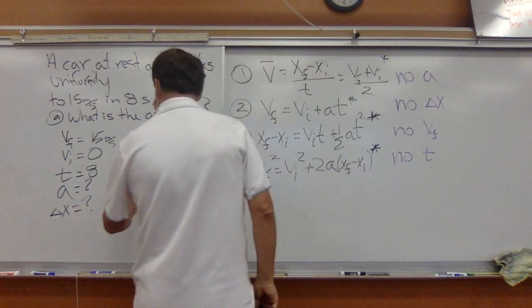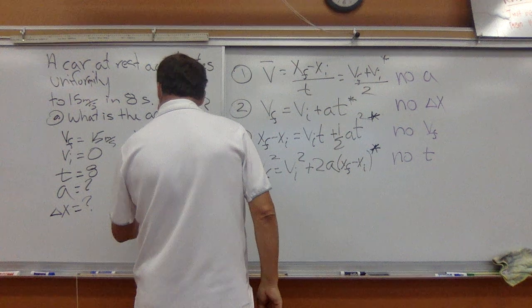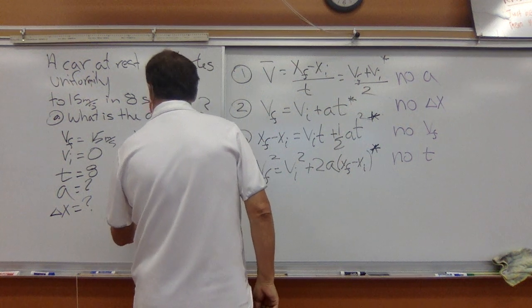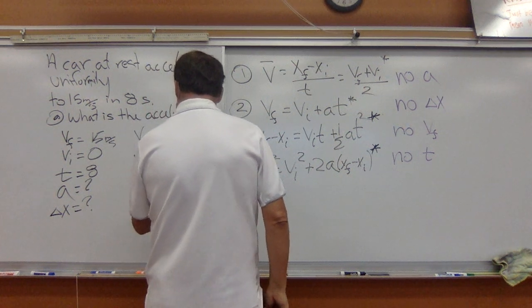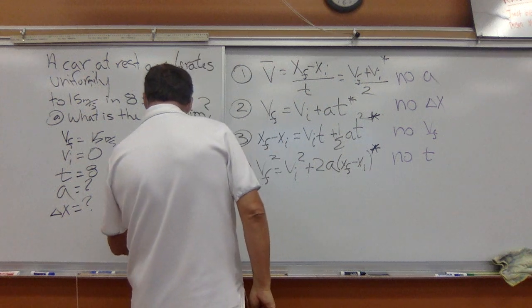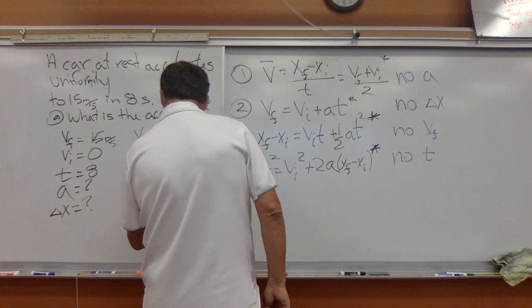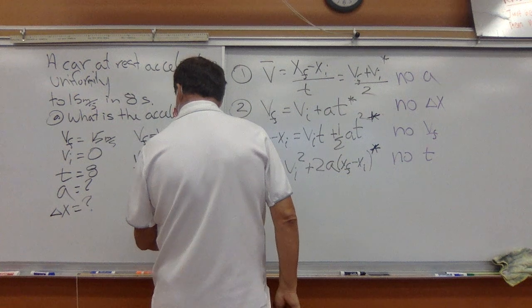All right, so we can say 15 minus 0 divided by 8 would equal the acceleration, 3.75.